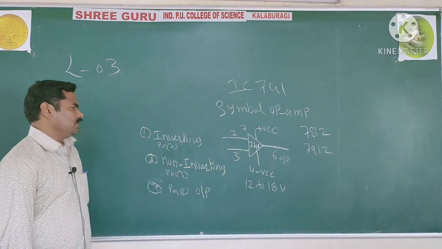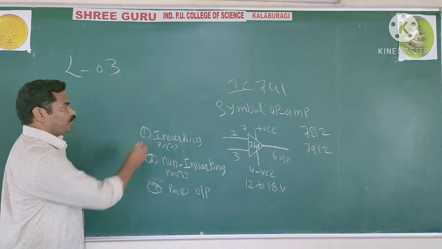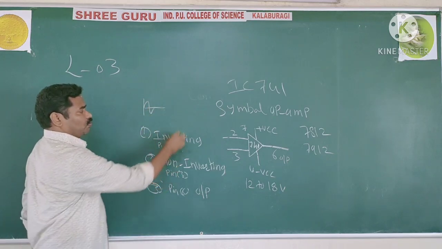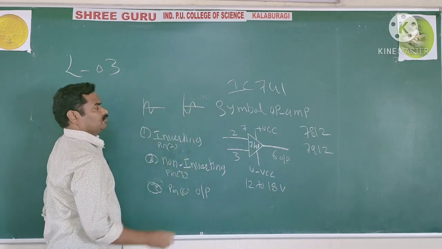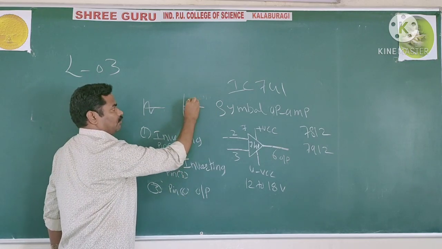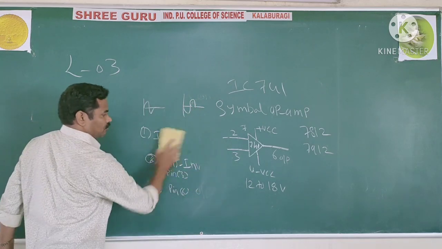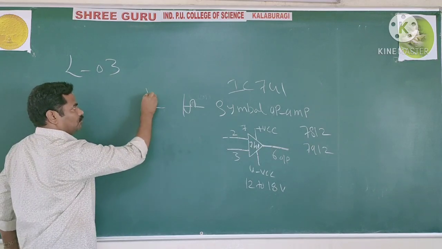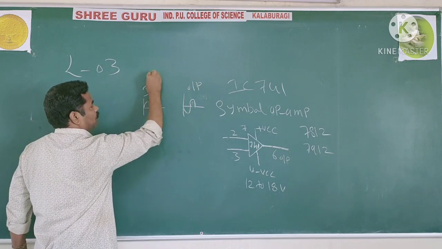Their name has a meaning. Inverting means they invert the signal. For example, if you apply the input like that, what will we get at the output? The output will be inverted, like that. This is for the inverting mode of operation. This is your input and this is your output for the inverting.